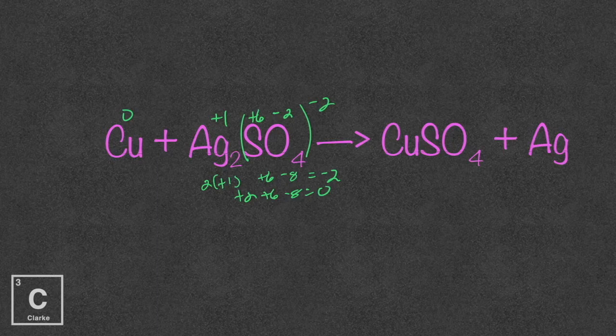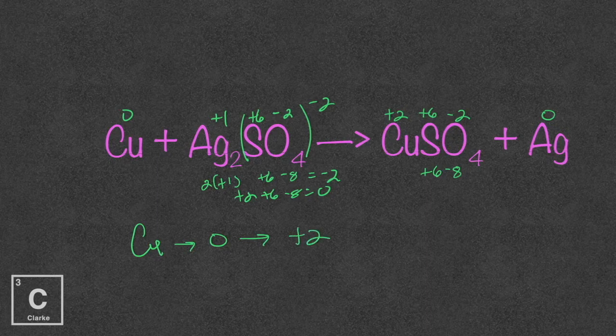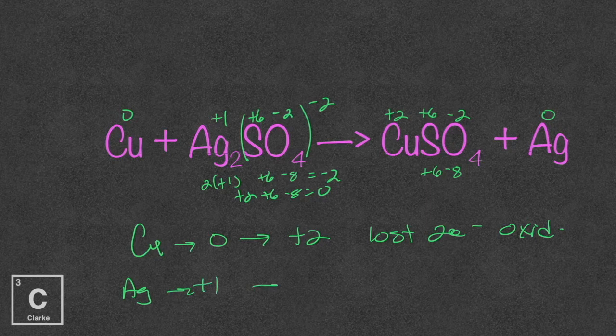So if we come over here, I'm gonna go ahead and put that 0 on silver. Oxygen is a -2. There's that sulfate again. That's going to be +6. So if we have this +6 and we have this -8, that's going to leave copper +2. So copper is going from a 0 to a +2. That means we've lost 2 electrons. That means it's being oxidized. And then silver is going from a +1 to a 0. That means it's gaining 1 electron and it's being reduced.